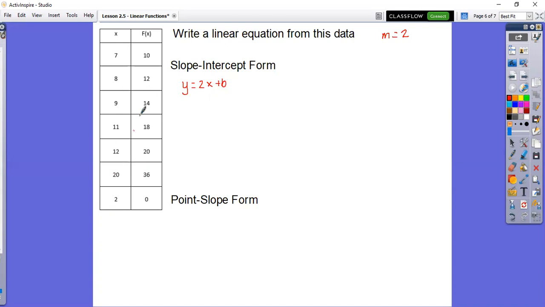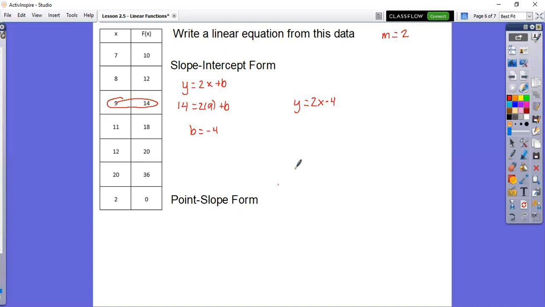So what I want to do is I just want to pick a point, any of these points. I should end up with the same thing. And I want to plug in the f of x, which is the y value. So let's just take 9, 14. Let's say that we take this point. And I've got the 14, which is the y value, equals 2 times 9 plus b. So now I want to solve this algebraically. 2 times 9 is 18. Subtract from both sides of the equation. b equals -4. So then in slope-intercept form, this would look like y equals 2x minus 4.